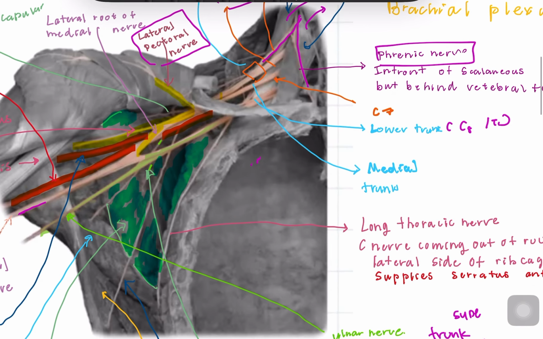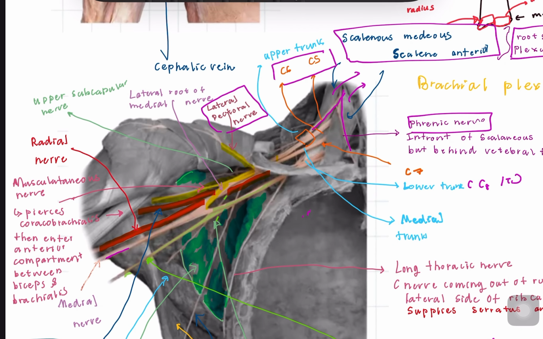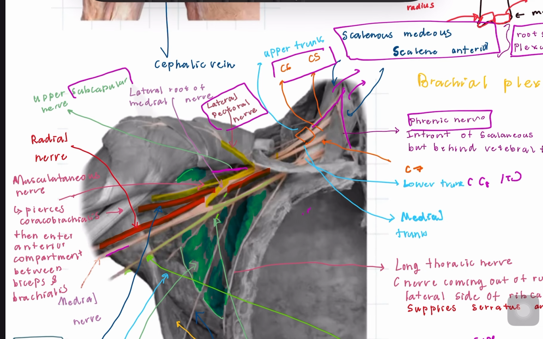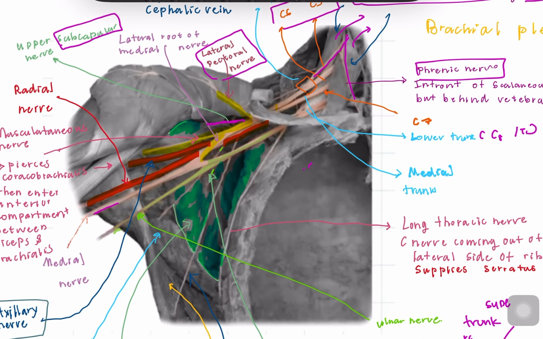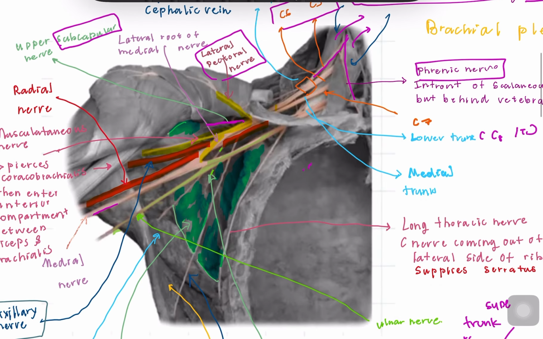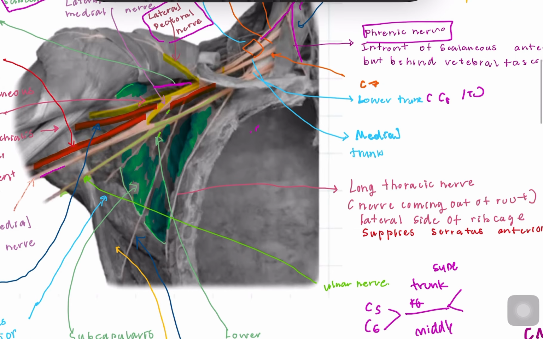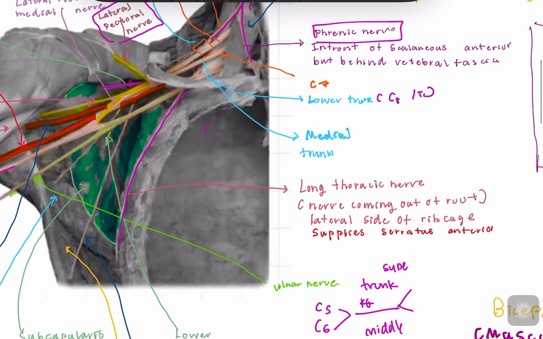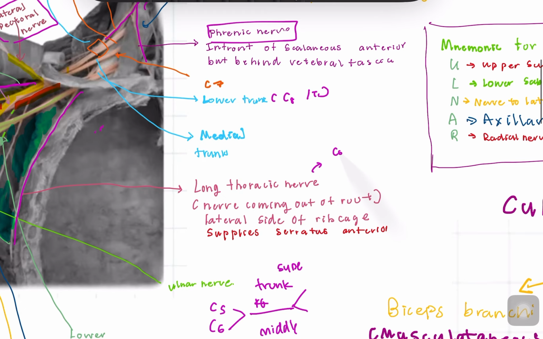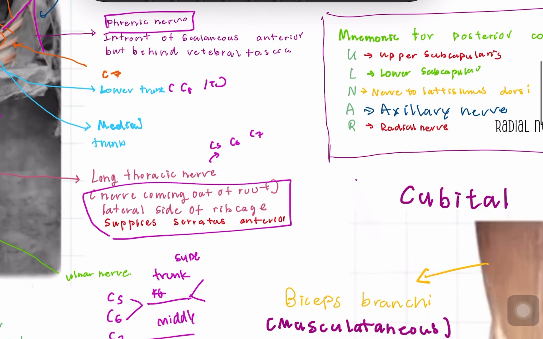And then the lateral pectoral nerve is there, and the upper subscapular nerve that provides the subscapularis. And then we can see the long thoracic nerve which goes from C5, C6, C7. So it supplies the serratus anterior. So it is in the lateral part of the rib cage.